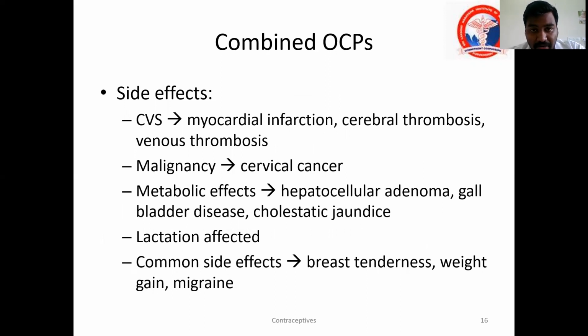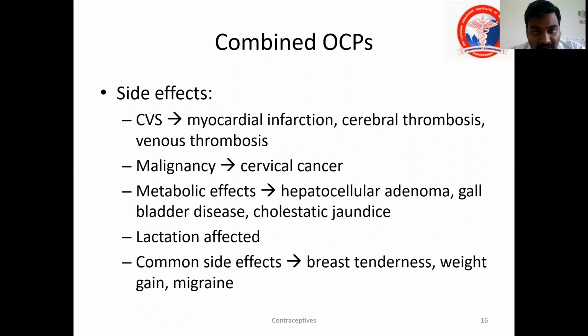And it is an oral pill, no? So it will have a side effect profile. The main side effects will be thromboembolic events, and it has a metabolic action on the liver. So these two will be the most common. Because of thromboembolic events, there might be a chance of myocardial infarction, cerebral thrombosis, and deep vein thrombosis.